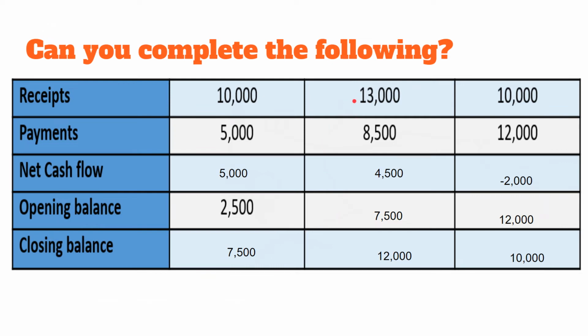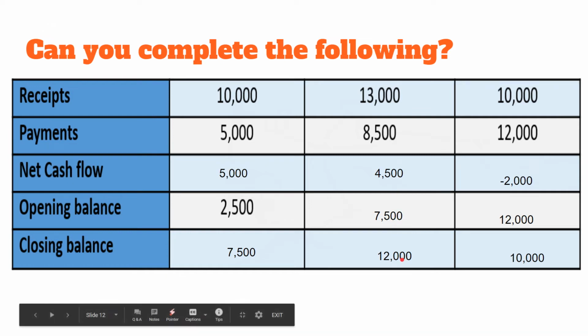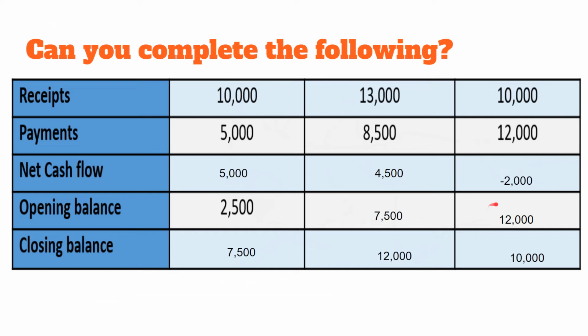Here we can see we're doing 13 minus 8,500. That gives us 4,500. Add that on, we get that closing balance. That closing balance becomes the next month's opening balance. Here we can see we got 10 minus 12, so that's minus 2, and we end up with 10 grand in the bank account at the end of that month.